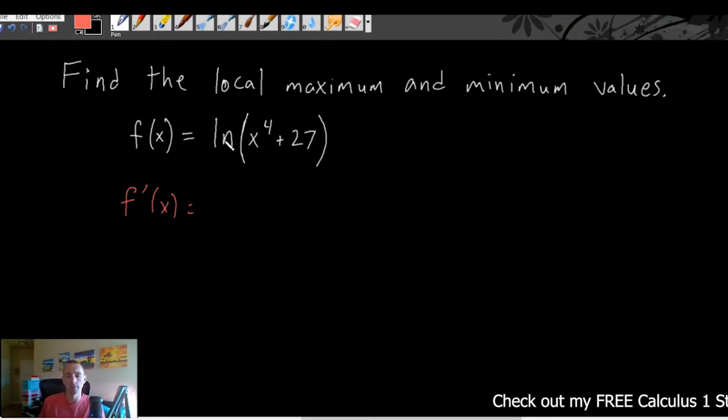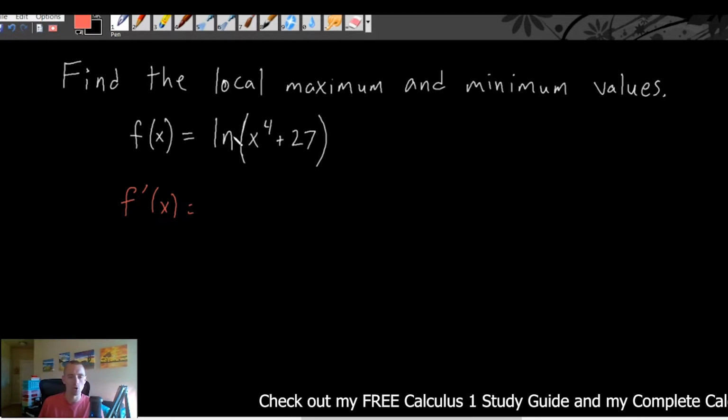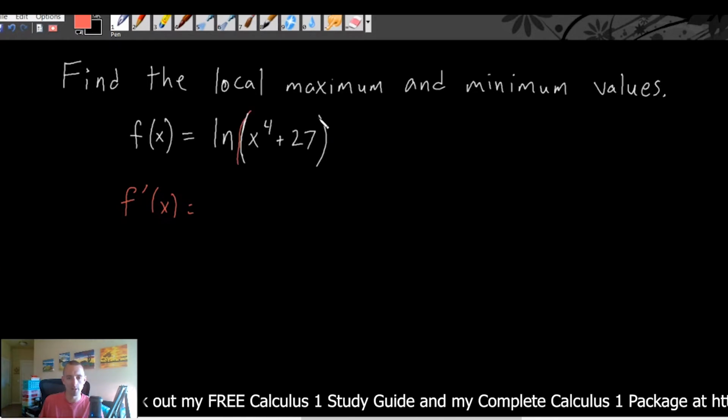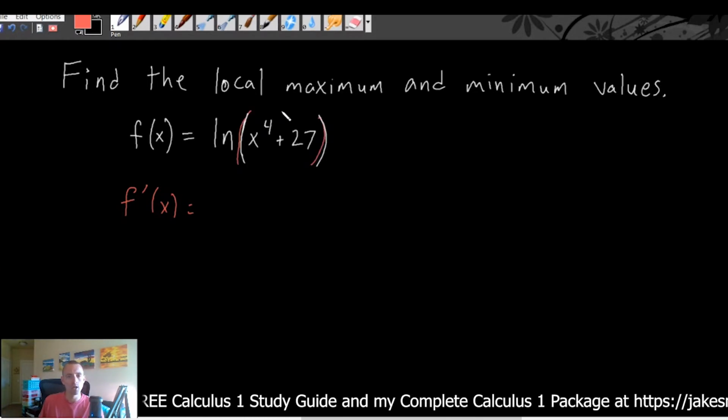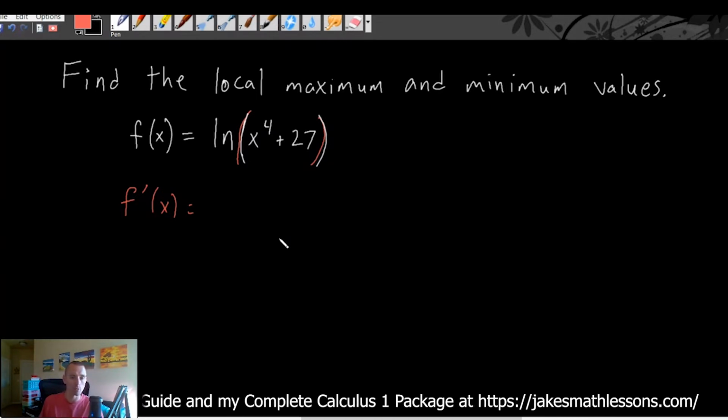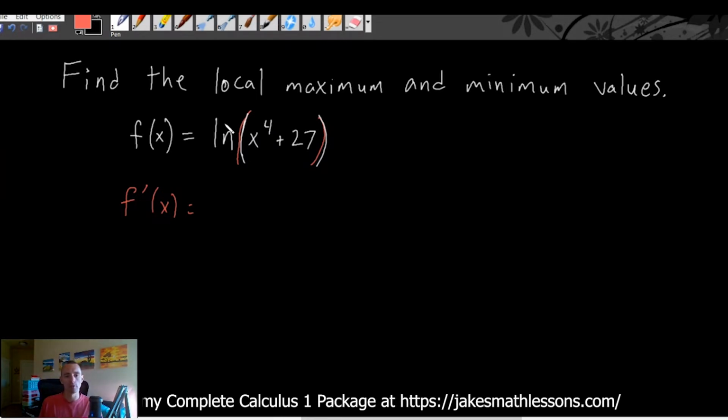But the derivative of this is going to require chain rule, which says that we're going to take the derivative of the outside function, leave the inside function alone. In this case, the parentheses make it pretty clear what we want to consider our inside function and our outside function. What's in the parentheses will be our inside function. Our outside function is the natural log part of it.